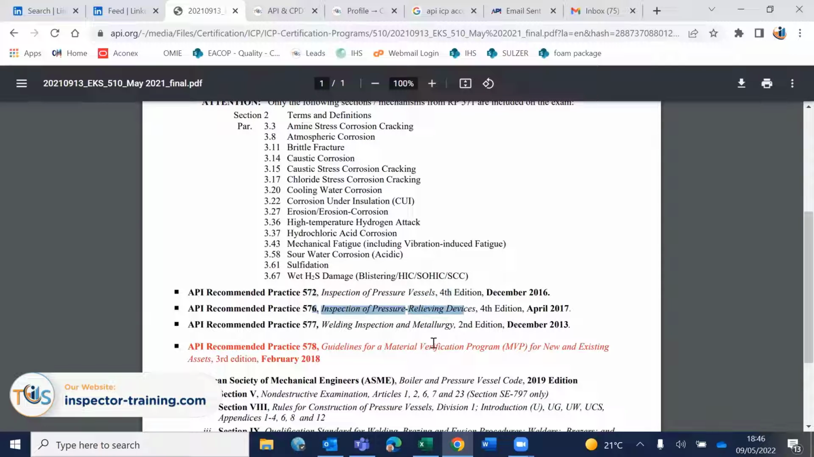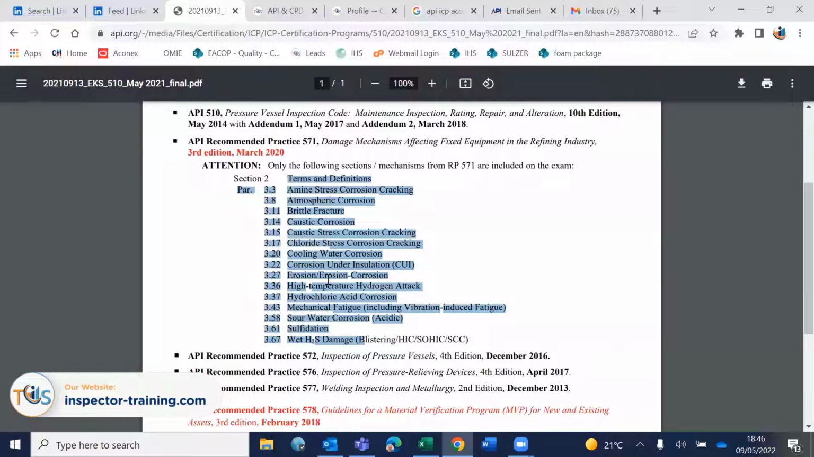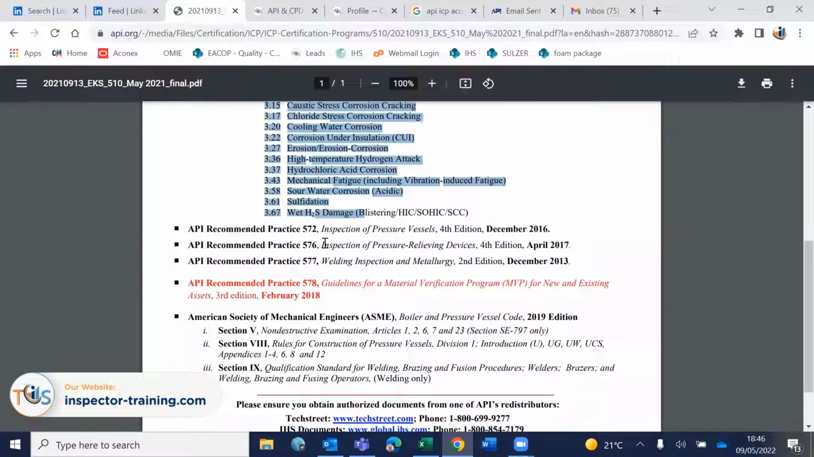Inspection of relief devices, you receive around 5-6 questions, 4-5 questions at most, and around 10 questions from damage mechanisms. And damage mechanisms are all mentioned here, okay? What sort of damage? You don't need to be a metallurgist or anything, you just should know what brittle fracture, ductile fracture, erosion, corrosion are, that sort of thing, just the basics. But 572 and 510, you have to study intensely, okay?